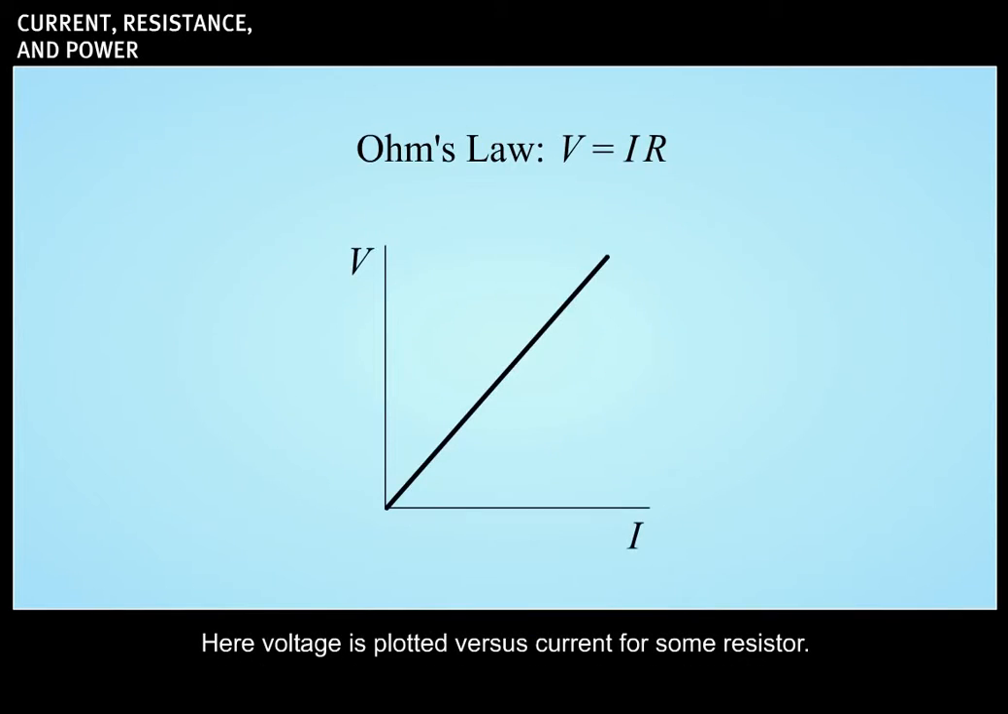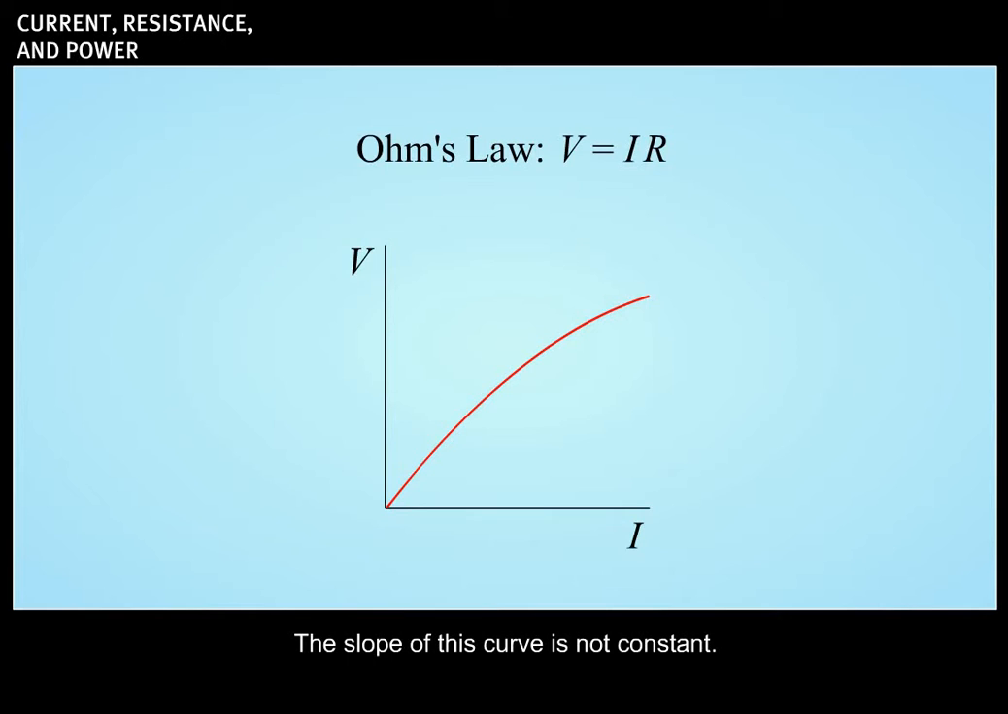Here, voltage is plotted versus current for some resistor. The graph is a straight line. Since the slope of the line is constant, Ohm's law applies. The slope of this curve is not constant. Therefore, Ohm's law does not apply. Ohm's law applies for most resistors.